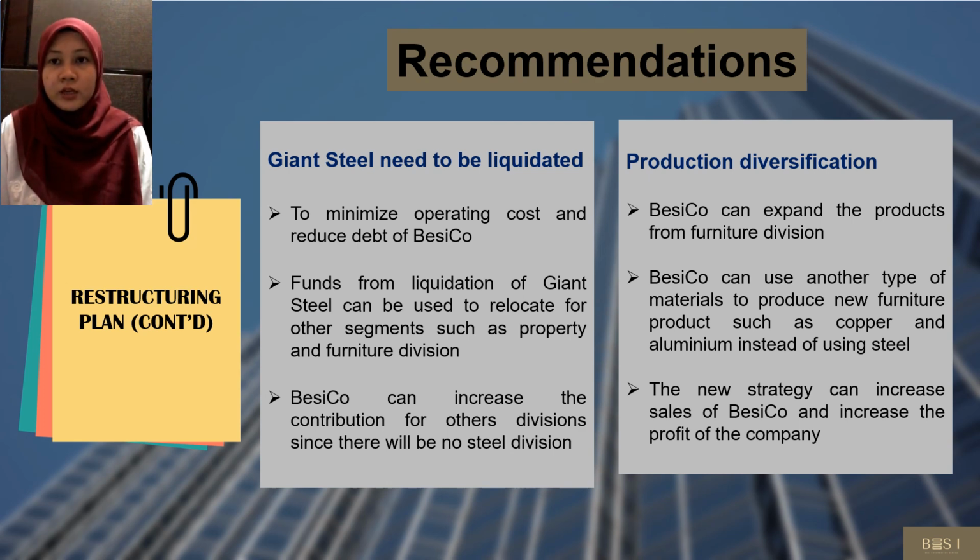Besico also can diversify the products. As an example, expand the products from the furniture division. Besico can use other types of materials to produce new furniture products, such as copper and aluminium, instead of using steel. This new strategy might be a factor in increasing sales of Besico and profits to the company.